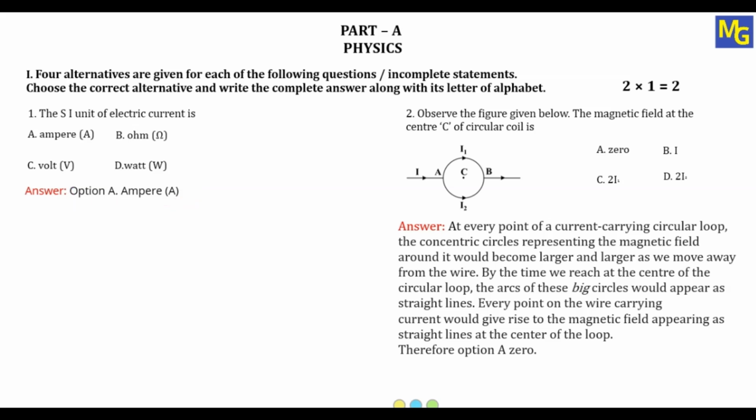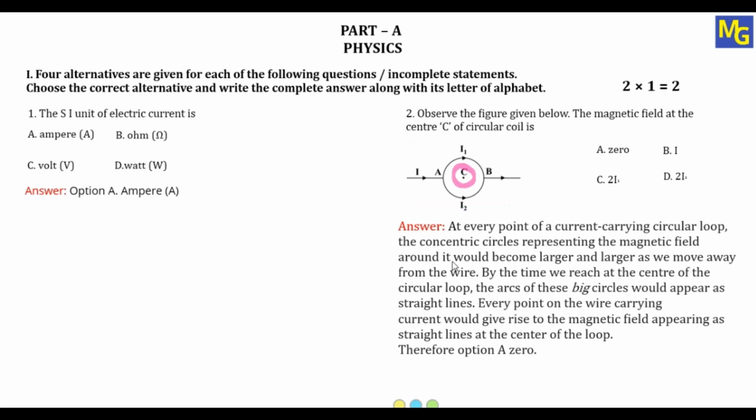Now we are going to move to question 2. Question number 2. Observe the figure given below. The magnetic field at the center C of a circular coil is. Here this diagram has been given. You have to see this figure and tell what will be the magnetic field at this point, that is center C.